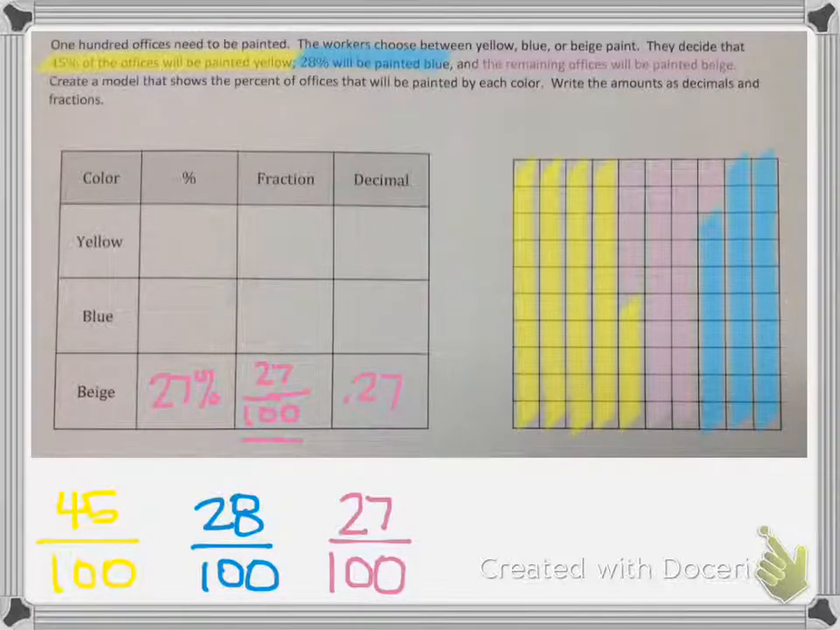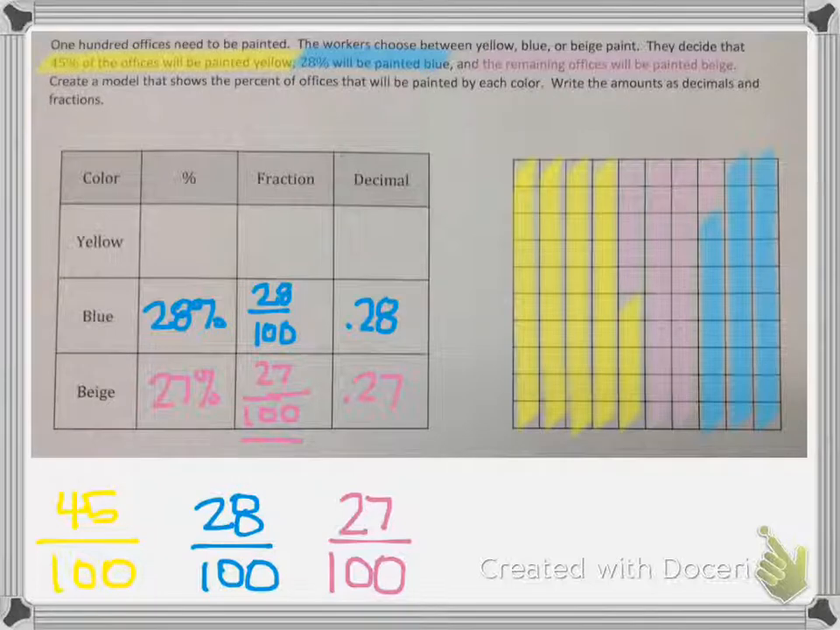So there's the beige, 27%, and if we switch to the blue, we know that 28% was blue. So there's our percentage. We can change to a fraction because 28% means 28 per 100. We could simplify that, but for now we'll just leave it there. And then the decimal: the 2 is in the tenths place, and the 8 is in the hundredths place. So 28 hundredths, and that fits our fraction and percentage.